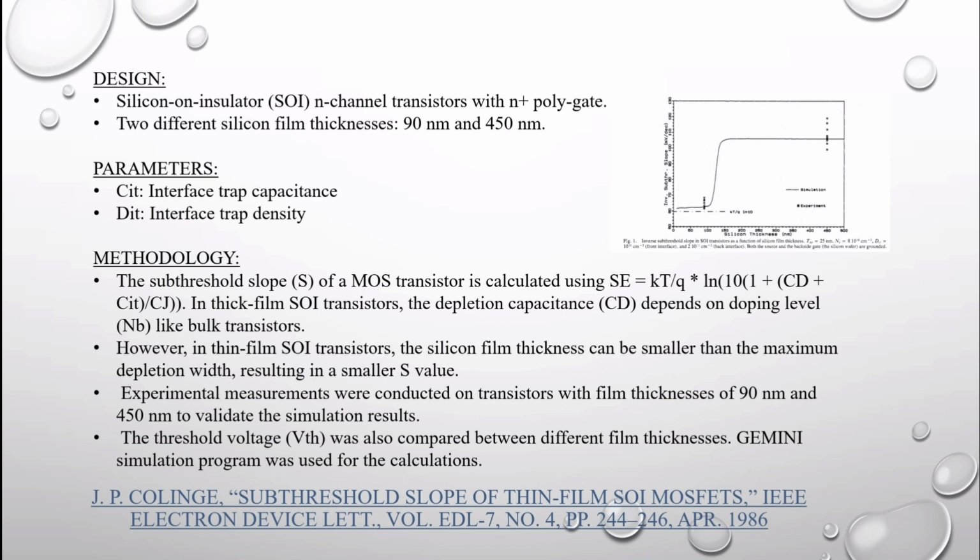The methodology that was followed was to analyze the transistor's performance. The subthreshold slope is calculated using the formula S = (kT/q) ln(10) (1 + (CD + CIT)/COX). The depletion capacitance CD in thick film SOI transistors depends on the doping level NB, similar to bulk transistors. However, in thin film SOI transistors, the silicon film thickness can be smaller than the maximum depletion width, leading to a smaller S value. The researchers validate their simulations through experimental measurements on transistors with film thickness of 90 nanometer and 450 nanometer. They also compare the threshold voltage between different film thicknesses. The Gemini simulation program is utilized for conducting the calculations and analysis.